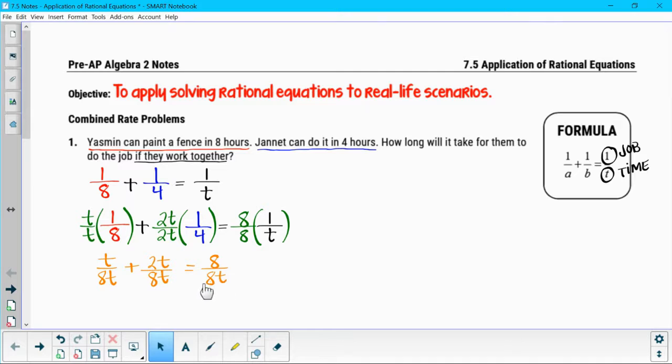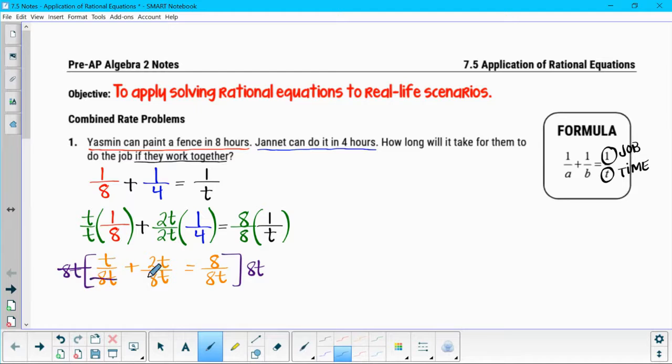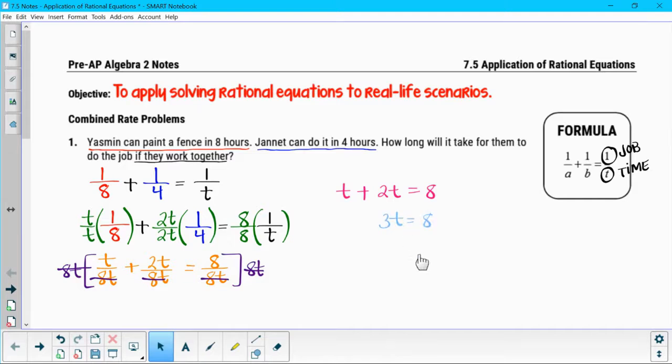And now when we were solving rational equations, we canceled out our denominator by multiplying the whole thing by that denominator. So that allowed us to say every denominator gets canceled out and I'm left to only deal with the numerators. So that's going to give me t plus 2t is equal to 8. Combine my t's, I get 3t is equal to 8. Solve for t, and I get t is equal to 8 over 3.